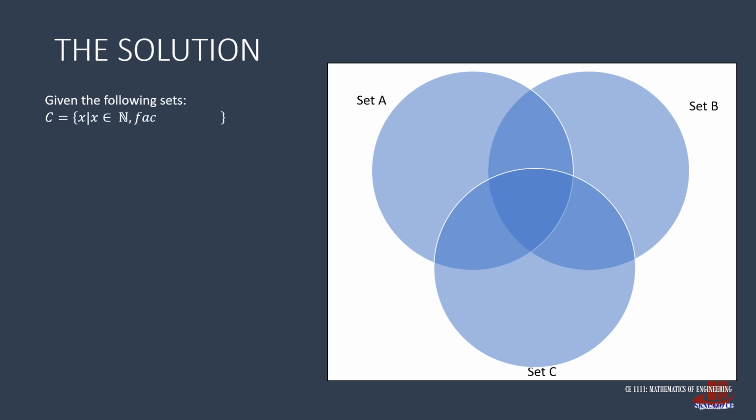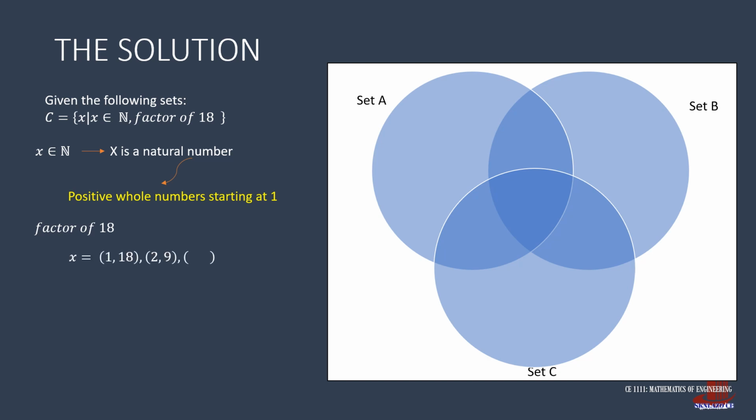The last set is C, which is yet another natural number. So we expect a positive whole number. x are factors of 18, which can be identified as factors 1 and 18, 2 and 9, and also 3 and 6. Thus, set C has elements 1, 2, 3, 6, 9, and 18.